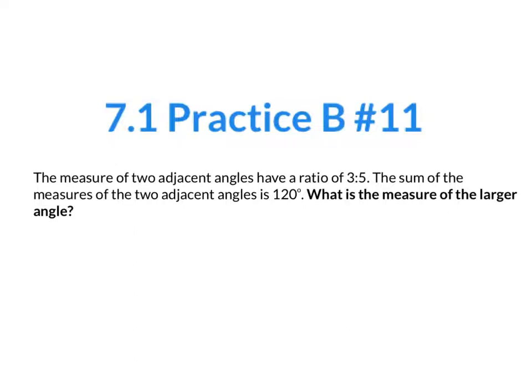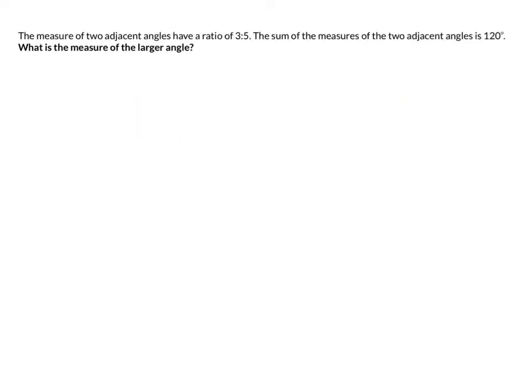This video will walk through 7.1, Practice B, number 11. Number 11 states the measure of two adjacent angles have a ratio of 3:5. The sum of the measure of the two adjacent angles is 120. What is the measure of the larger angle?